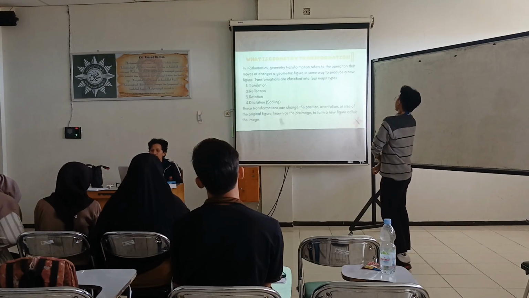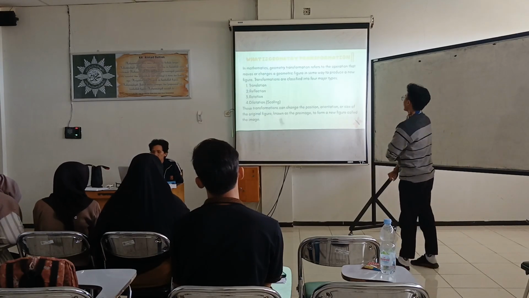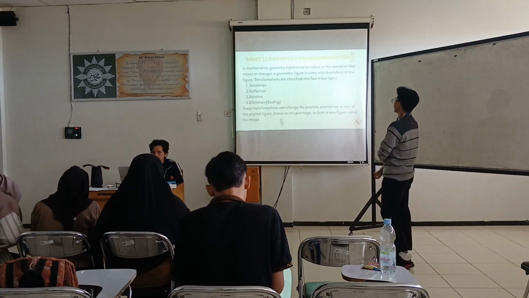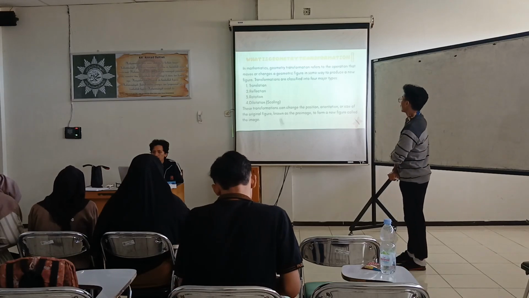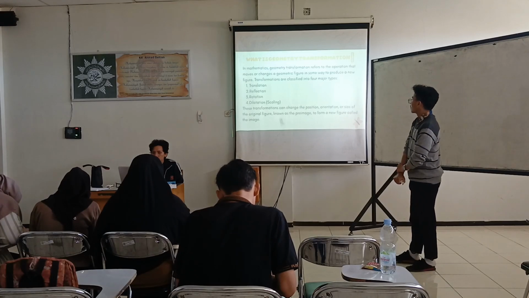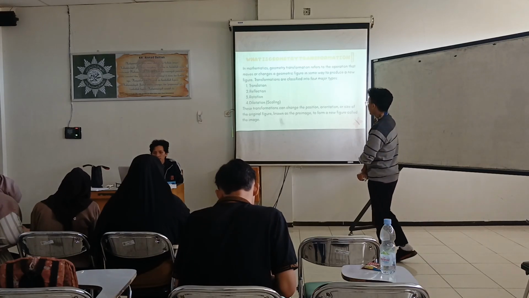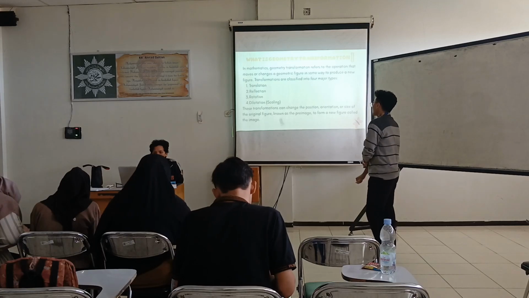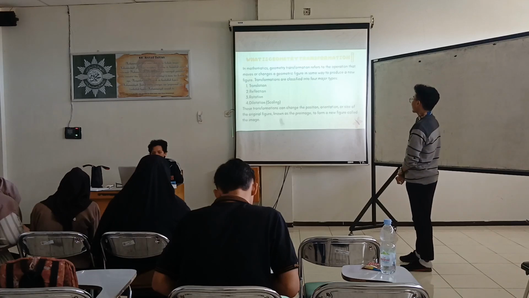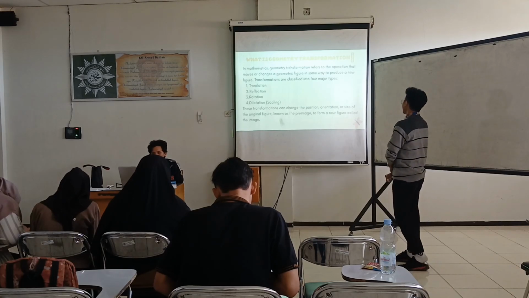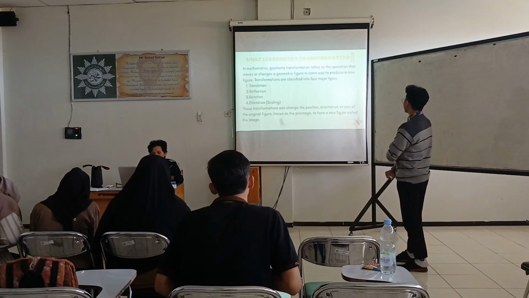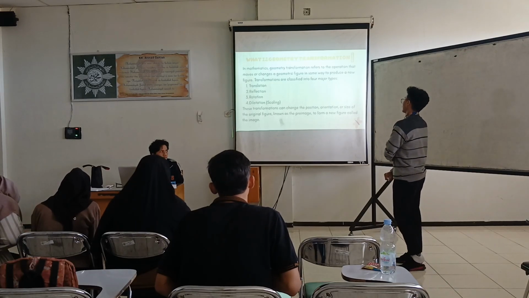So, what is geometry transformation? In mathematics, geometric transformation refers to the operation that moves or changes a geometric figure in some way to produce a new figure. Transformations are classified into 4 major types. The first one is translation, the second is reflection, the third is rotation, and the last one is dilatation. This transformation can change the position, orientation, or size of the original figure, known as the pre-image, to form a new figure called the image.